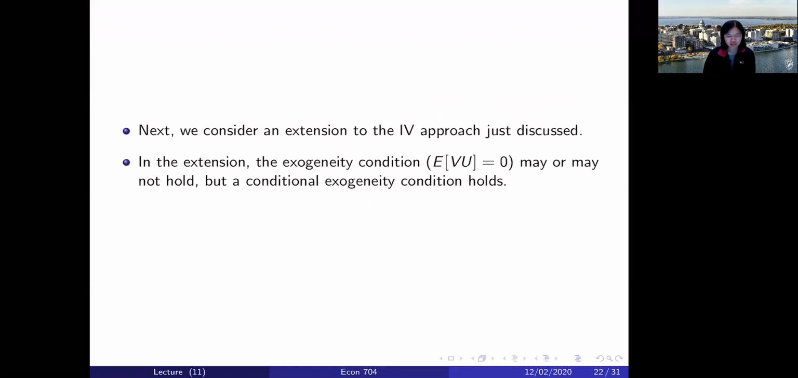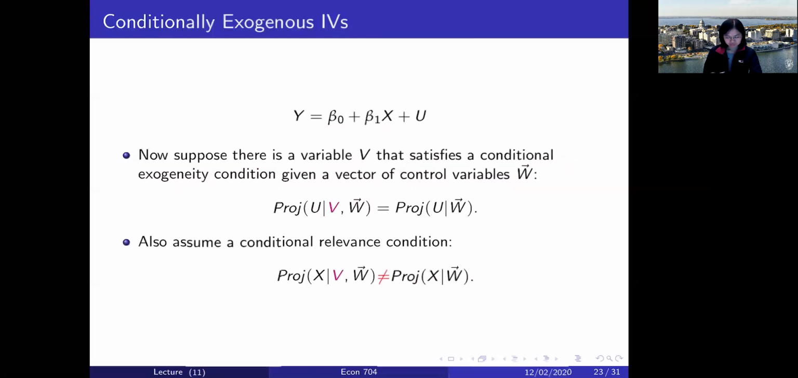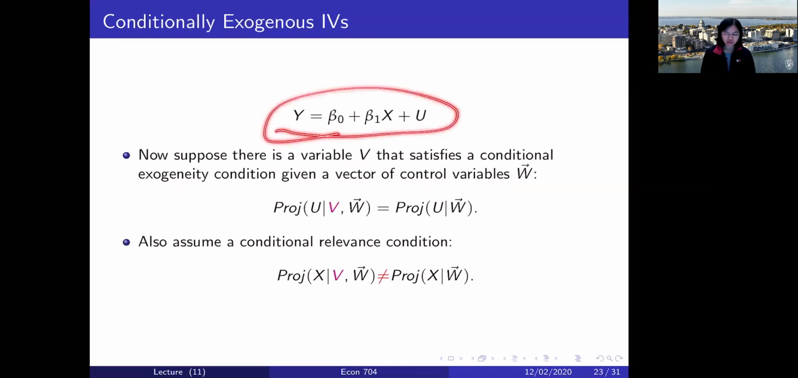Next, I want to talk about an extension to the instrumental variable approach just discussed. In this extension, the exogeneity condition may or may not hold, but a conditional exogeneity condition holds. We're going to assume a conditional exogeneity assumption instead. So what are conditionally exogenous IVs? Now, still consider this causal model with one causal variable and an error term U that summarizes all the other factors.